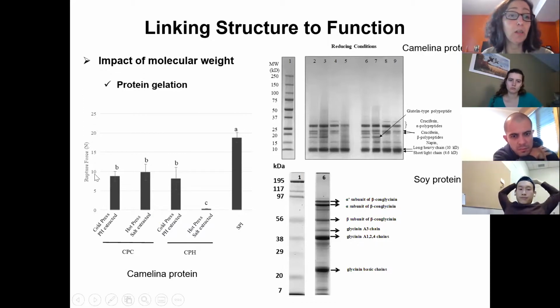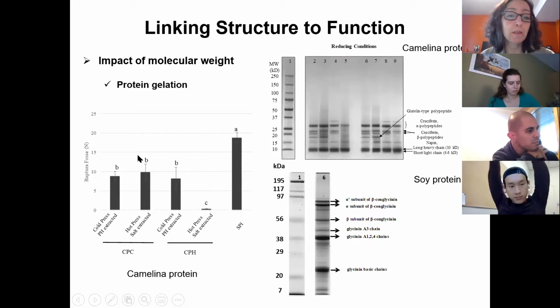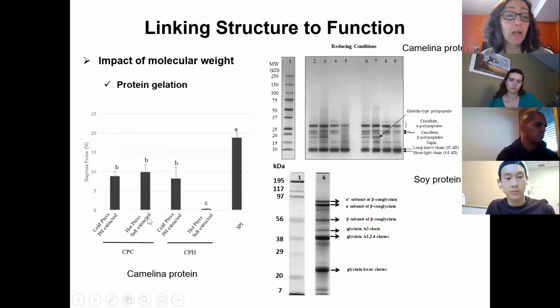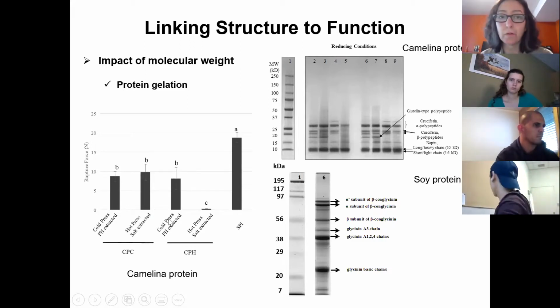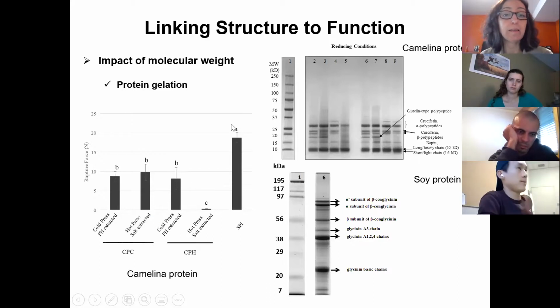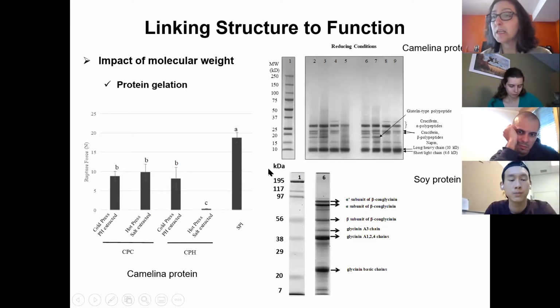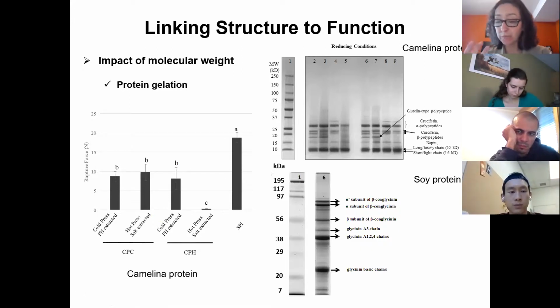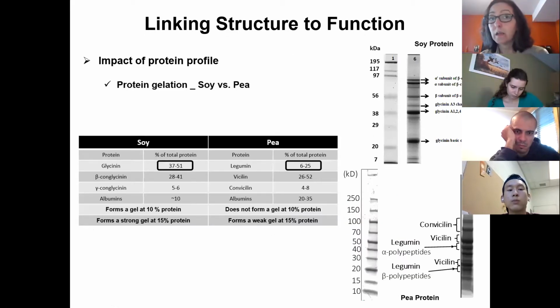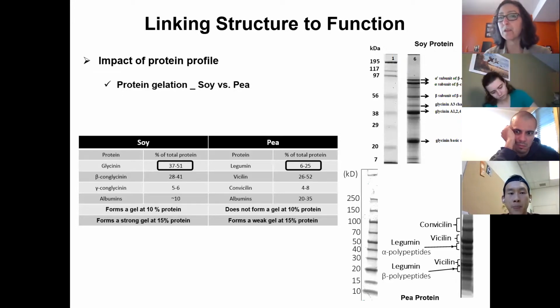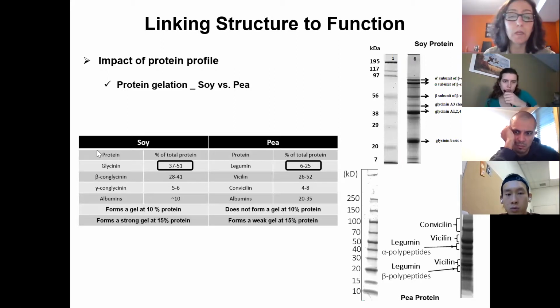If we look here at gelation strength, don't worry about the different treatments, but any of these camelina protein treatments have less than half the gelation strength of soy protein. I'm linking this to the molecular weight. Here we have soy and we have pea. They have a similar molecular weight distribution. They do have some high and low molecular weight proteins, but maybe soy has more high molecular weight protein.